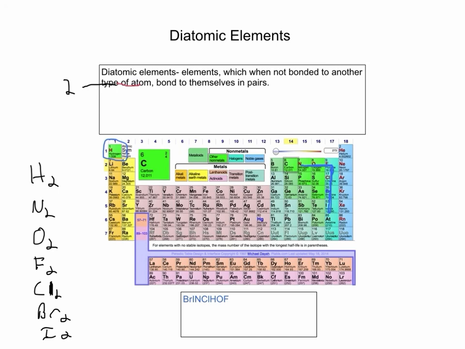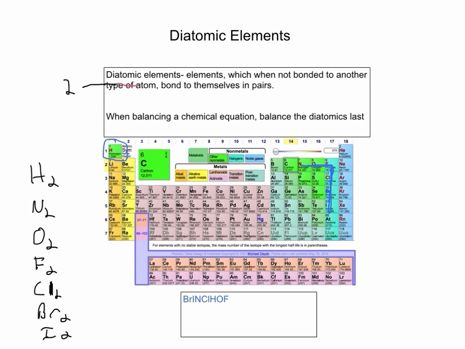And why is this important for balancing? Well, when balancing a chemical equation, balance the diatomics last. So when balancing a chemical reaction, balance the diatomics last. Because they always have to be multiples of 2, sometimes it can get tricky if you do them first. So just keep that in mind as we look at some more examples.